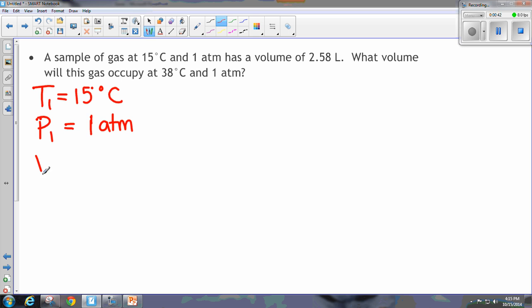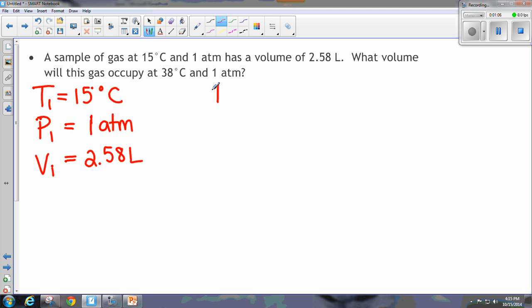And then my first volume, V1, is 2.58 liters. And then all of this stuff is going to change during the problem, right? That's what happens in gas laws. You have some initial conditions and then some second conditions. So all of these are going to change.